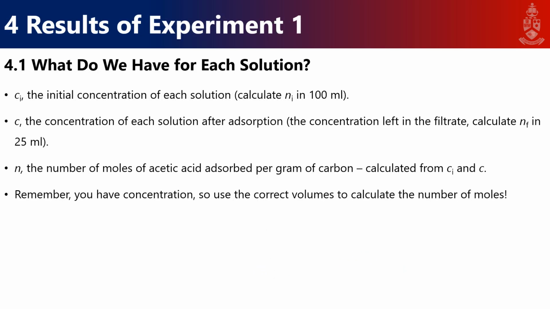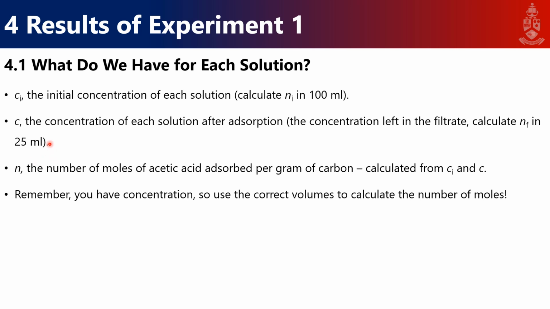Okay, so what do we have? We started off with some initial concentration of acetic acid, and we had 1 gram of carbon in each of our Erlenmeyer flasks. So we had an initial concentration, and we know we had 100 milliliters of each of those in the flasks. In other words, we can calculate an initial number of moles. Then afterwards, we did a few standardizations to get the concentration of the solution after the adsorption. But we did that standardization on 25 milliliters. So we determined the number of moles left only in 25 milliliters, right?